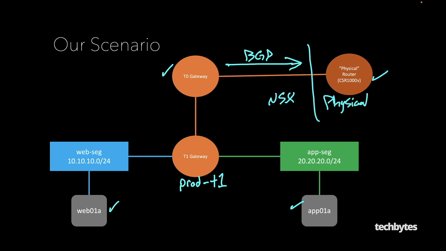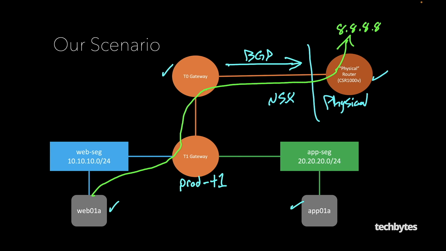Now the other thing that you should know here: our goal is that we want to be able to ping from both of these VMs. So we want to be able to ping from Web01A through our gateway to our Tier 0 gateway, out to our physical network, and most importantly, out to the internet. In this case, we'll try to reach this IP right here, 8.8.8.8. That's our goal right there.